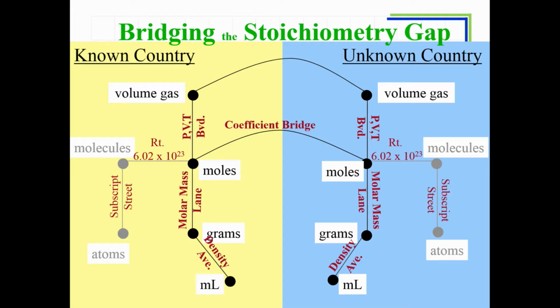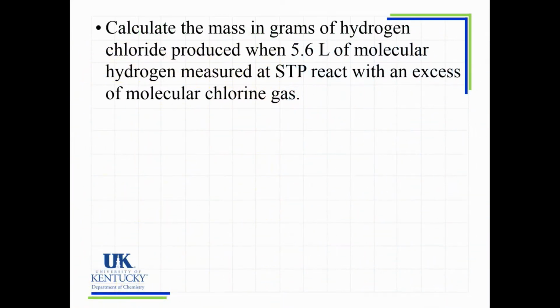So let's just work some problems where we're utilizing this map. You want to have that map handy, get yourself familiar with the processes that you can do, plan out your travel plans, and then work through the problem. So let's do this one here. We're going to calculate the mass in grams of hydrogen chloride produced when 5.6 liters of molecular hydrogen, and it tells me it's at STP, reacts with an excess of molecular chlorine.